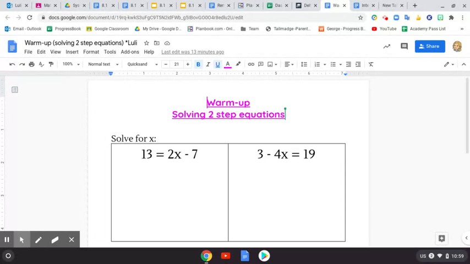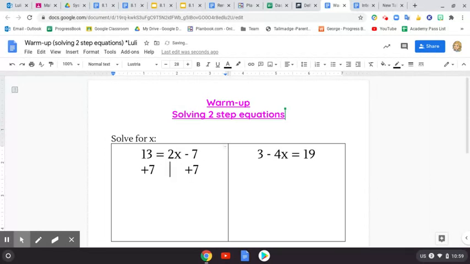All right, for the first example, it's 13 equals 2x minus 7. The goal is to get x by itself. The first thing we have to do is get rid of this negative 7, so we do the opposite, the inverse operation. We're going to add 7 on both sides, so plus 7, plus 7.